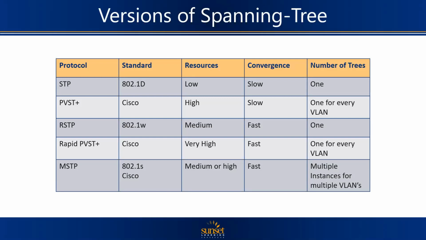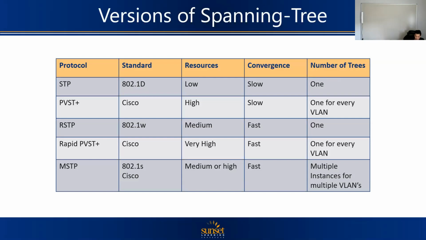The versions of spanning tree that we have here: regular spanning tree with the 802.1d specification. It is slow as far as convergence goes, and it doesn't use up a lot of CPU resources, right? And notice the number of trees. This is the most important differentiation between the different versions of spanning tree: this has one tree, which means it has one instance of spanning tree running for your entire network.